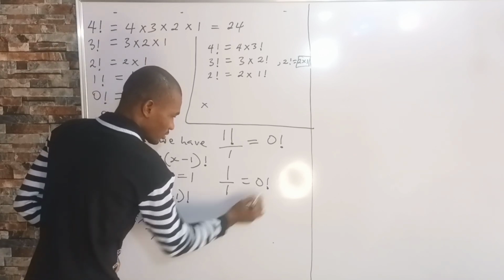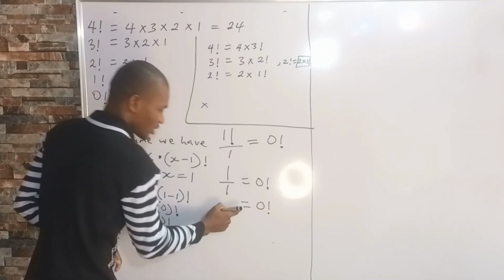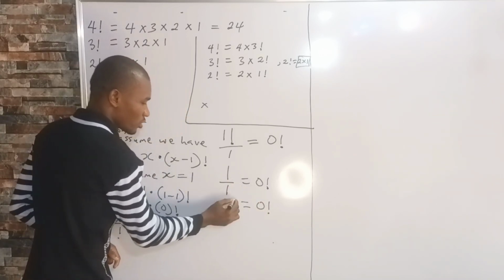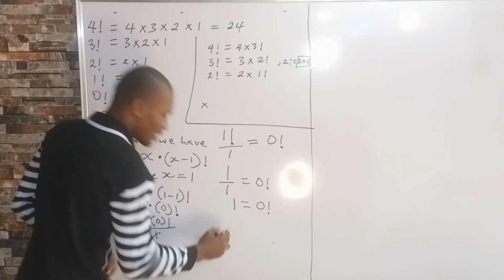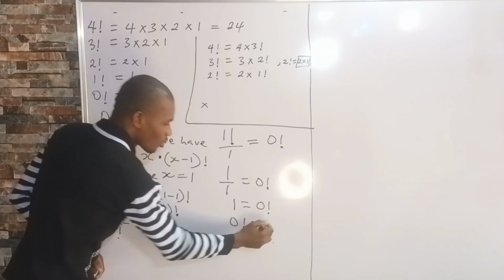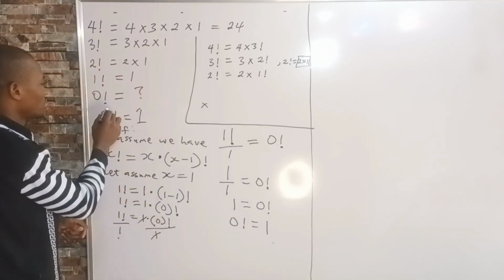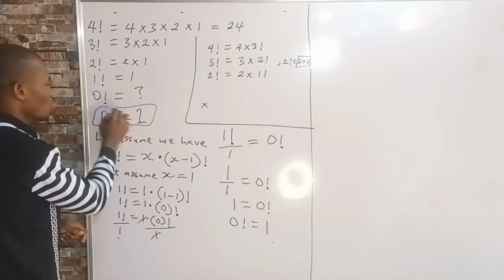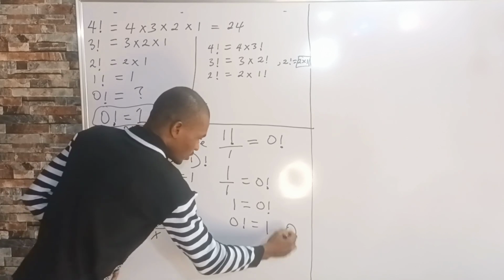So lastly, remember this is 0 factorial, and that is equal to 1 divided by 1, which is 1. So finally, we have that our 0 factorial is equal to 1. And that is what we have here, that 0 factorial is equal to 1. So we have proved this, QED.